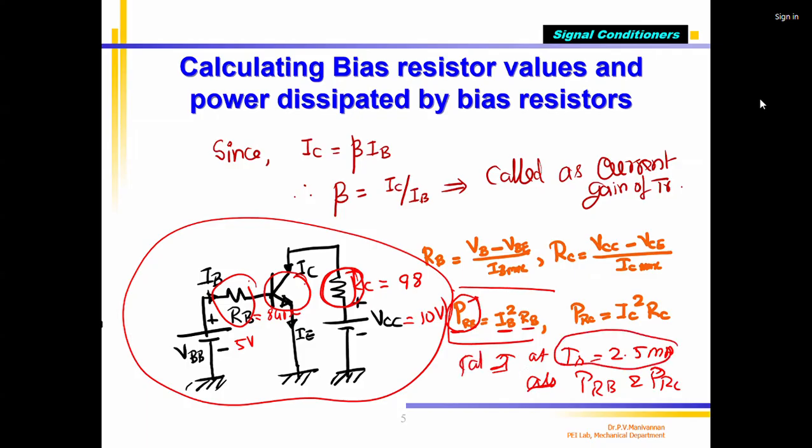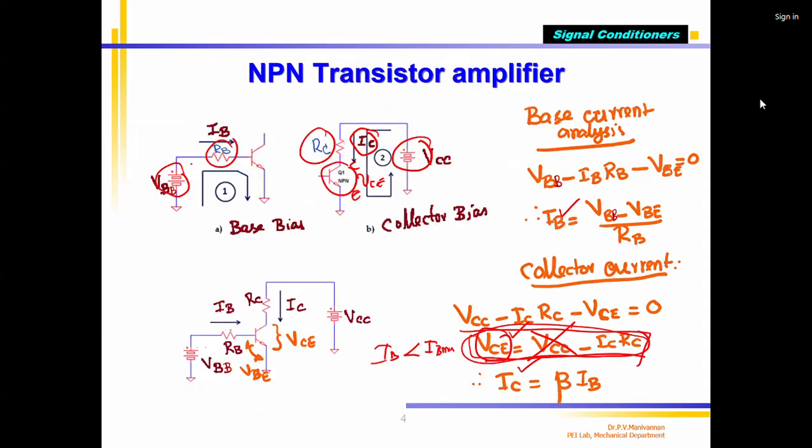Calculate power across PRB and PRC and transistor PTR. Note down the formula: PTR equals VCE multiplied by IC. Correct? Again, VCE is equal to 0.2 volts only when IB equals IB max. If it is any other value, VCE should be computed using this formula.